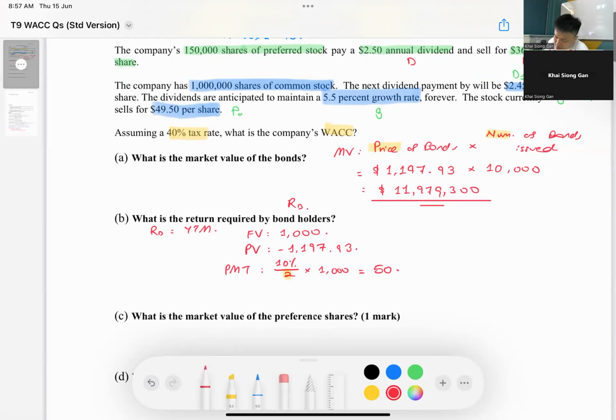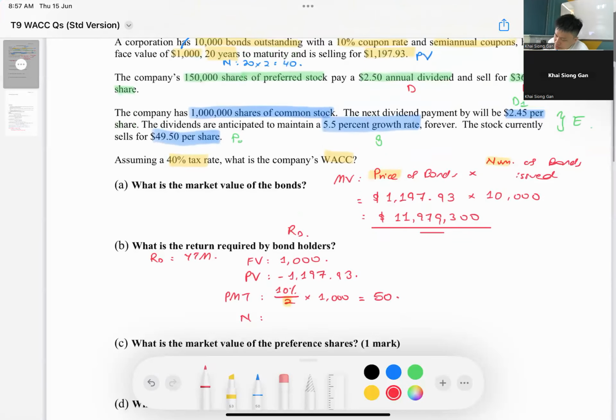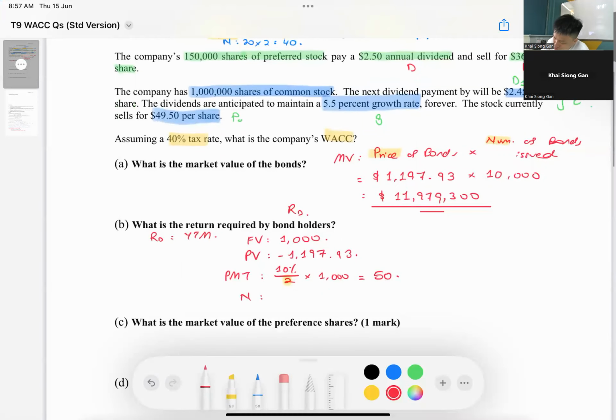Okay, and then what about the number of periods? This is 20 years, but semi-annual. So 20 times 2 equals 40 periods. Okay, so I have all the components ready, and what's next is I can compute the IY. So compute IY, you get the answer. But this is for semi-annual, per half year. I want the full year one. So you have all these figures: FV 1000, PV this amount, this is PMT, and this is the number of periods.